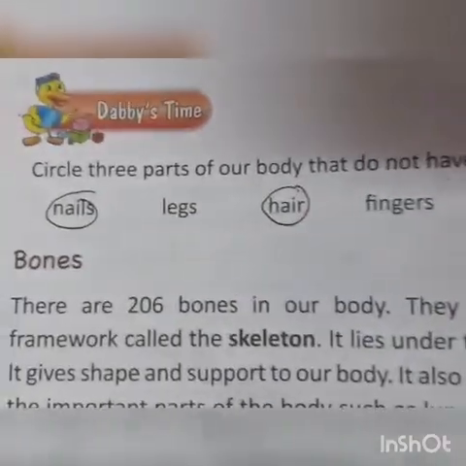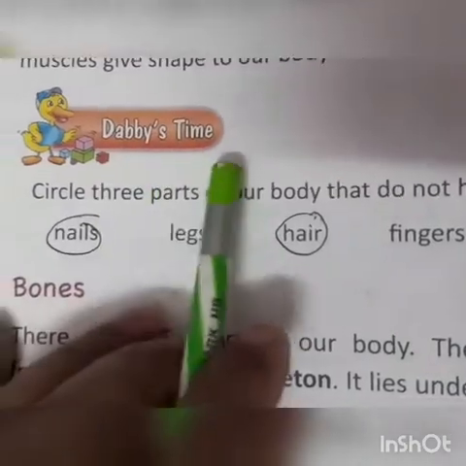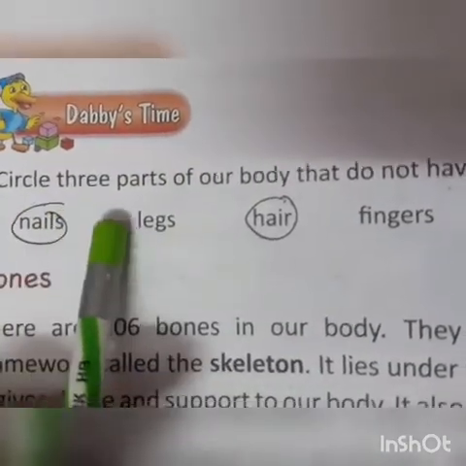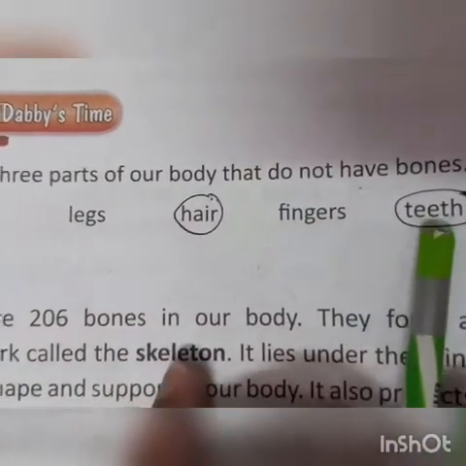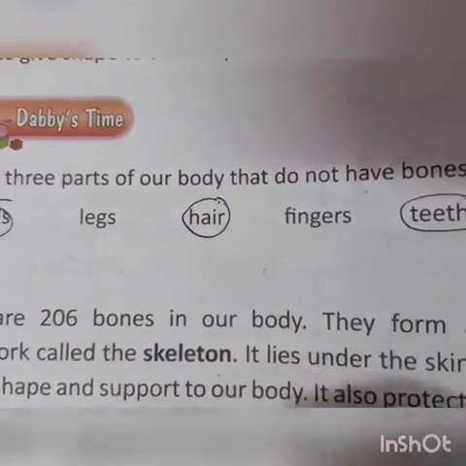Now we are going to study about the Dabi's time. What is the Dabi telling us? Circle 3 parts of our body that do not have bones. Now we have to find out 3 parts in our body from the given ones.